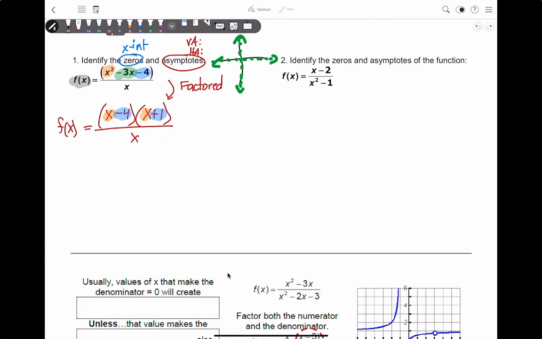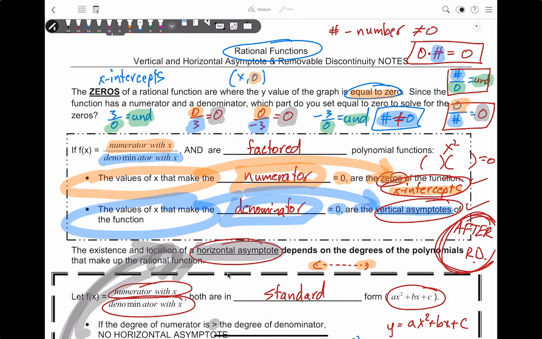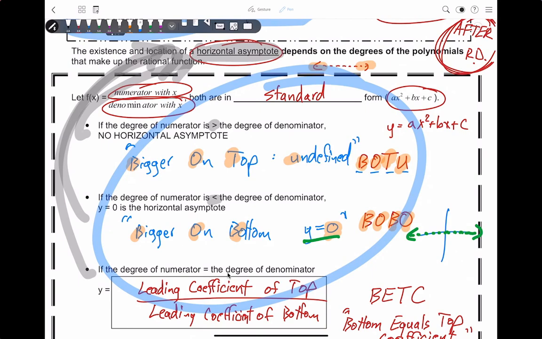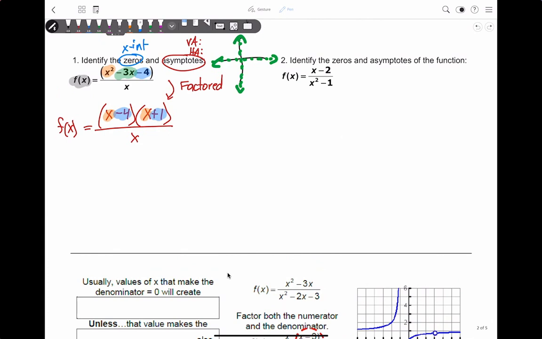And you're going to see here in just a bit, that's accounting for removable discontinuities. We don't have those right now. So we can go straight to what we were saying on this previous slide: the numerator is going to give me the x-intercepts, and the denominator is going to give me the vertical asymptotes. And then we'll do these rules here to see what the horizontal asymptotes are, those rules you saw with Botu, Bobo, Betsy. Okay, so let's look at these pieces.